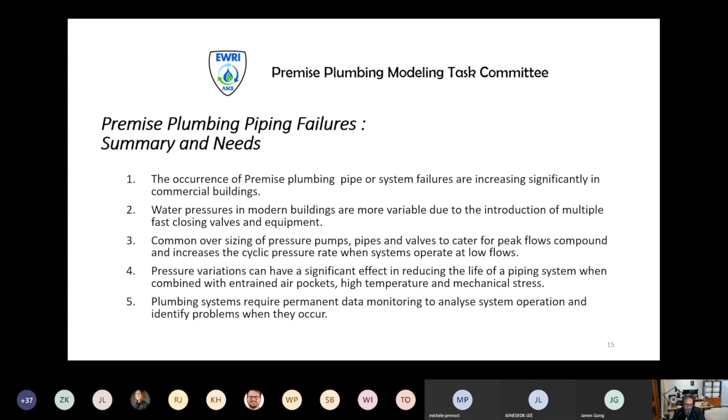Pressure variations can have a significant effect in reducing the life of a piping system when combined with entrained air pockets, high temperature and mechanical stress. Plumbing systems require permanent data monitoring to analyse system operation and identify problems when they occur. And I'm mostly referring to large commercial buildings when I say that.